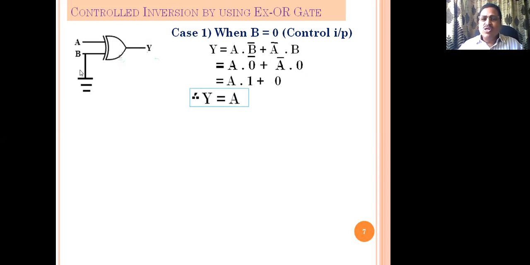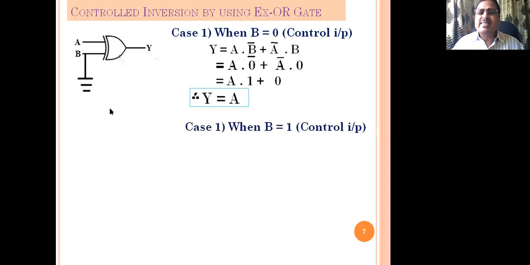Thus, if out of 2 inputs, 1 input B is taken as a control input and it is at logic 0, the output will be the same as the remaining input, without any change. If A is 0, the output comes 0. If A is 1, the output comes again as 1, if the second input is at logic 0.